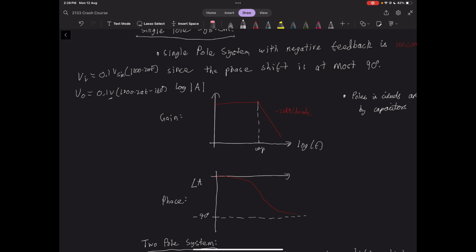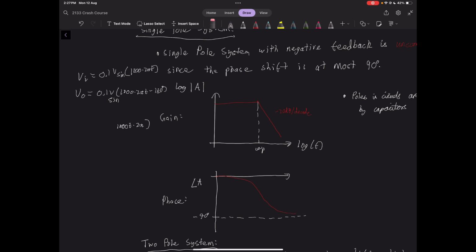sorry, this should be a sine wave. As we know from high school math, this is the same as the negative of this sine wave, not phase shifted 180 degrees. So a negative 180 degrees phase shift is an inversion, which means V out will equal some gain times V in, but it'll be negative if our phase shift is minus 180 degrees.